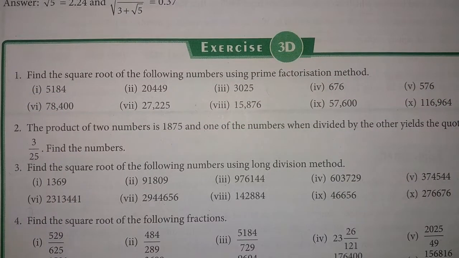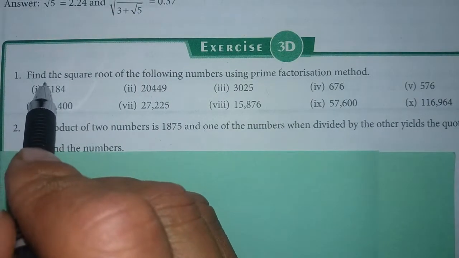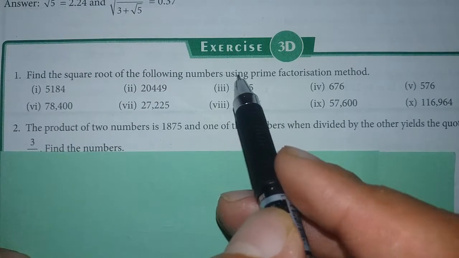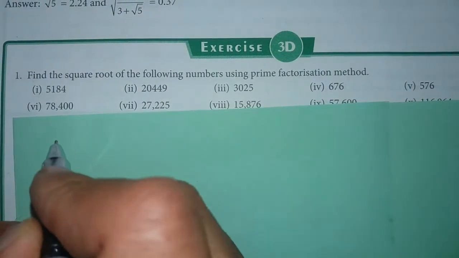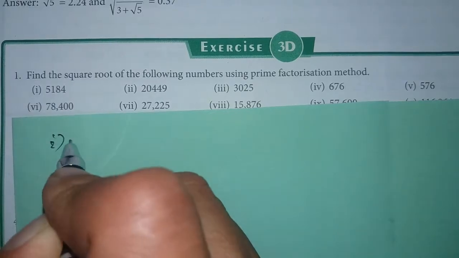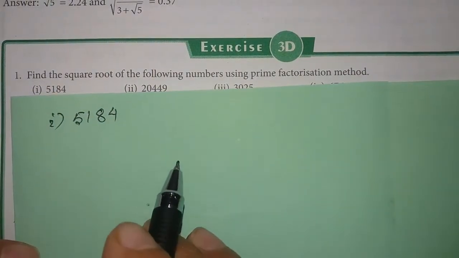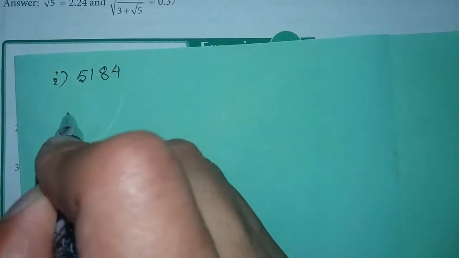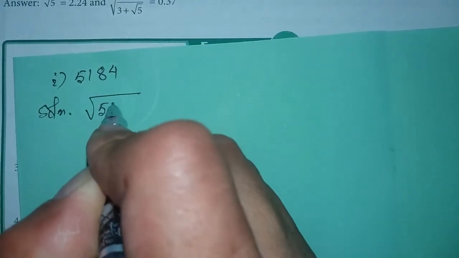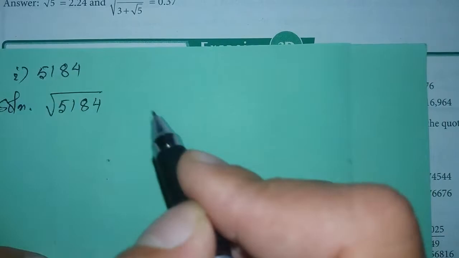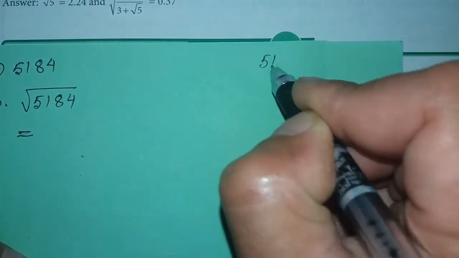Now let us see some questions from the exercise. Now let's see the first question. Find the square root of the following numbers using prime factorization method. Okay, the first one is 5184. Now we're going to find the square root of 5184. Let's find the prime factors of 5184.